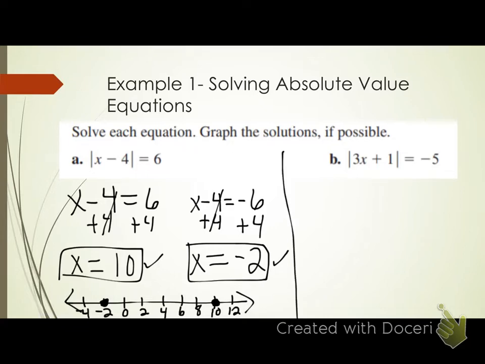Absolute value of 3x plus 1 equals negative 5. Can someone help me out here? 3x plus 1 equals negative 5. Okay. What else? When we do the second one, would you change the negative 5 to a positive 5? There's my two equations, right? Okay, what's my first step on each of these to solve them? Take away 1. Subtract 1 from both sides.